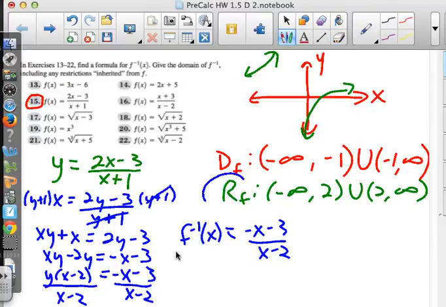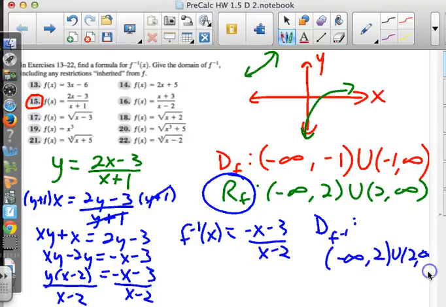But what we do need to know is the range of the original now becomes the domain of the inverse. So the domain of f inverse is negative infinity to 2 in union with 2 to infinity.